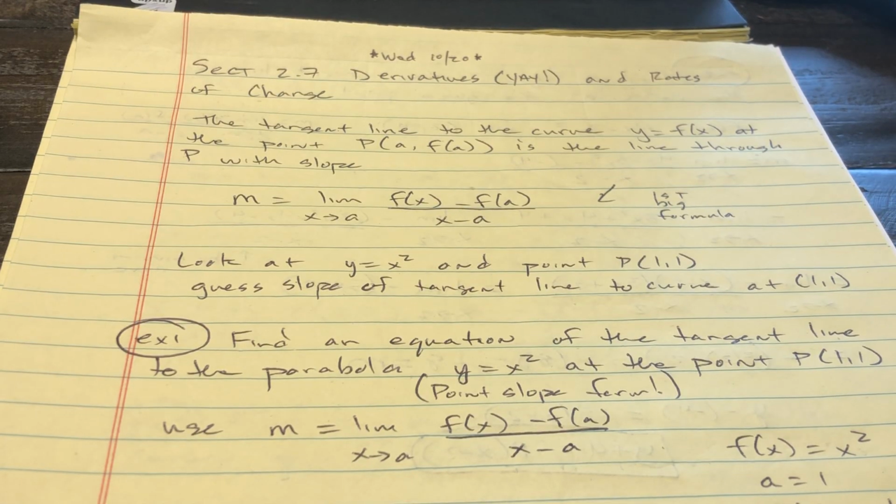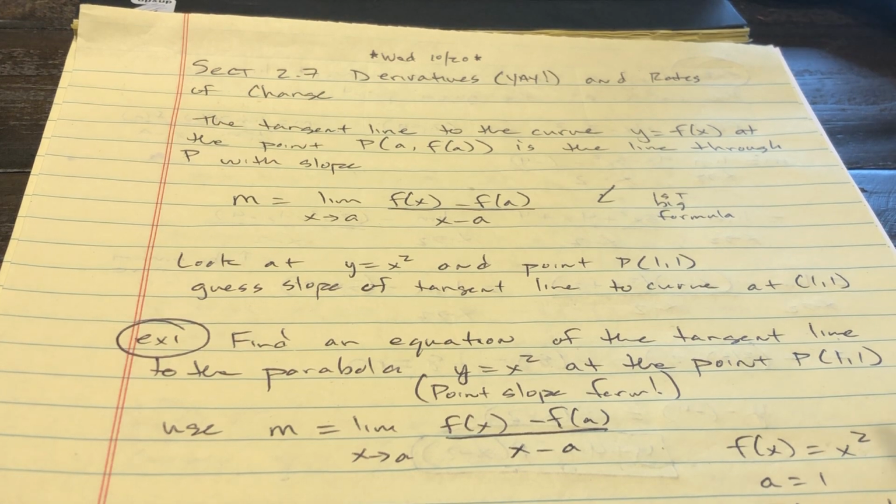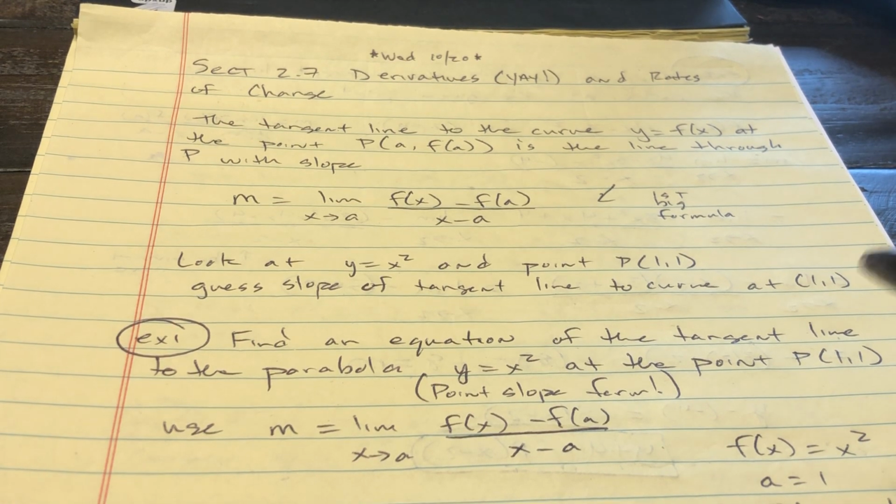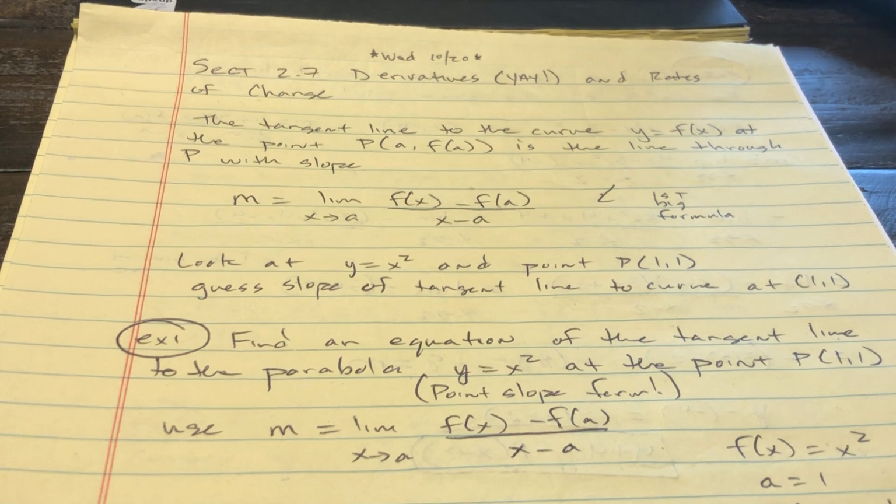All right, calculus, here we go. We are at section 2.7, which is one of the big ones. Derivatives and rates of change.